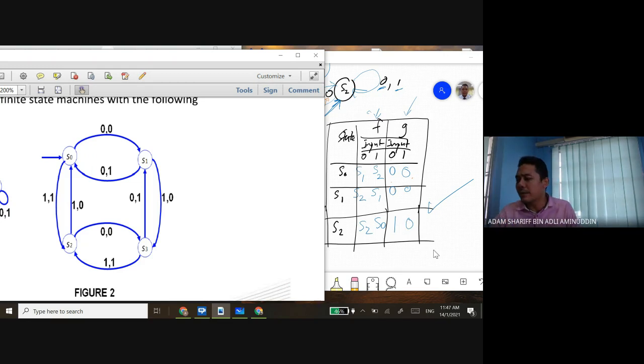Okay, ada orang share jawapan dah, Hafiz Hakimi. S0. 0, 1. Okay, betul. S1 pula.